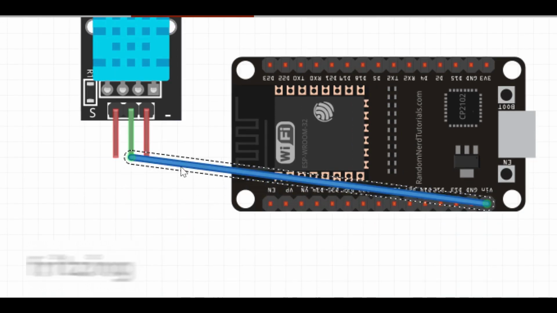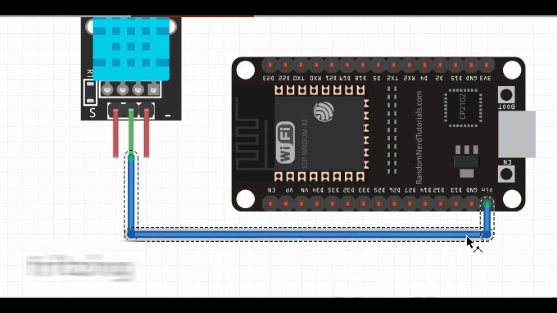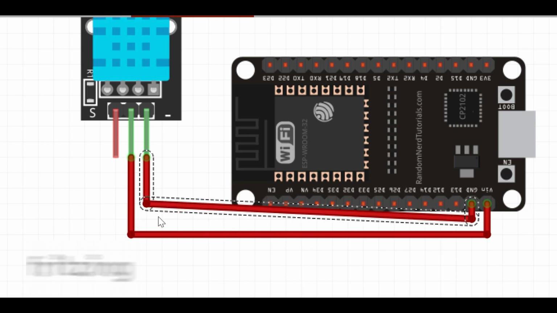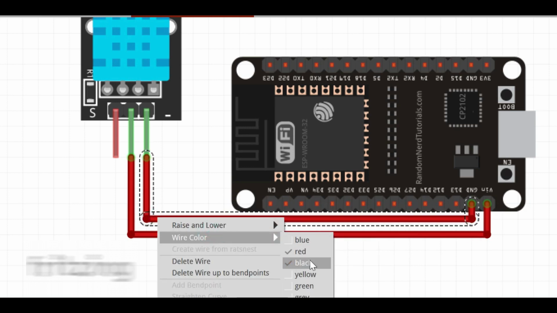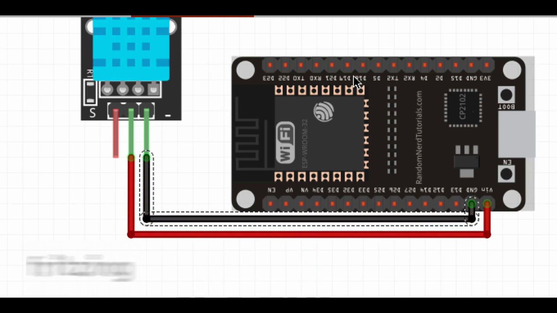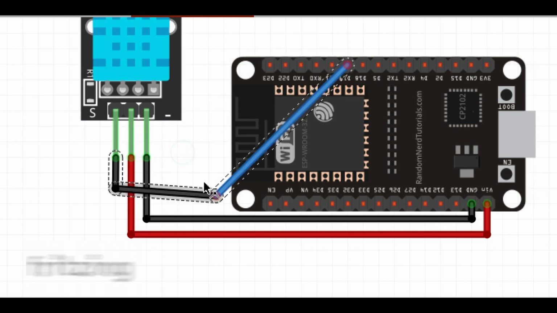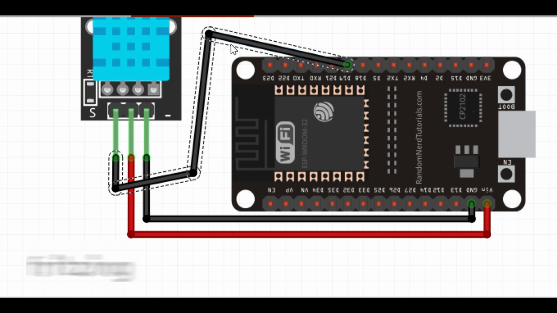This DHT VCC pin I am connecting to VIN or 5V. GND to GND pin. DHT out pin to the 19th pin in the ESP32 module.